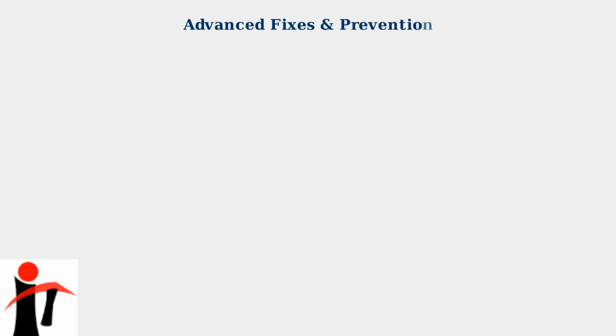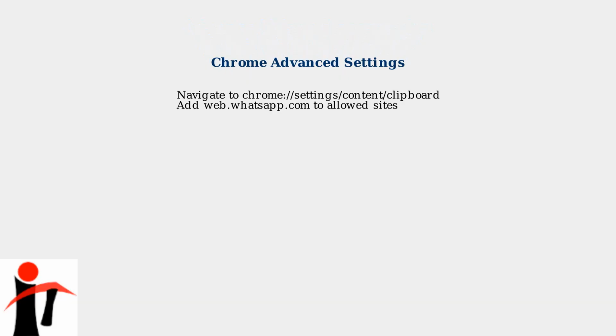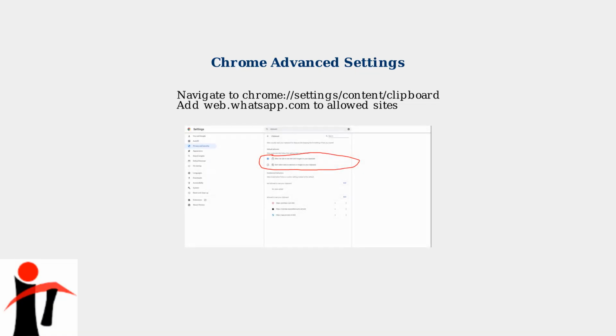When basic troubleshooting doesn't resolve WhatsApp web copy-paste issues, advanced browser-specific and system-level fixes become necessary. For Google Chrome users experiencing persistent issues, navigate to Chrome Settings, Content, Clipboard, and add web.whatsapp.com to the allowed sites list. This Chrome Clipboard settings page shows how to manage which sites can access your clipboard. You can see the default behavior and add WhatsApp web to the allowed list.